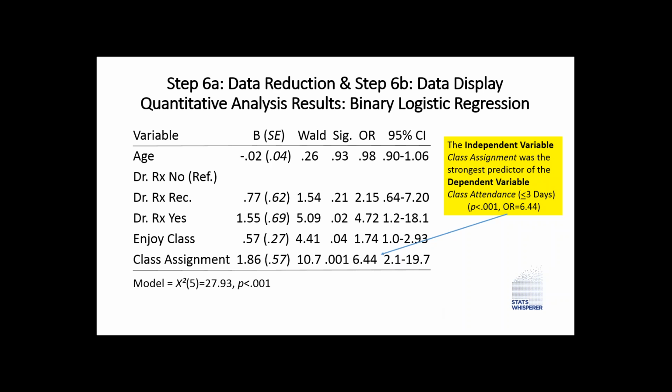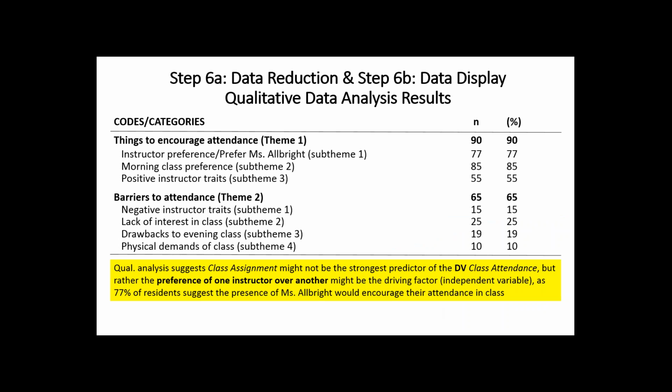So these are the old findings, or the prior findings, you might say. And of course, we have our qualitative data analysis, where we identified our themes. The first theme was things that encourage attendance. It had 3 sub-themes: the instructor preference, moving class to the morning, and positive instructor traits. Our next theme, theme 2, was barriers to attendance, and there were 4 sub-themes: negative instructor traits, lack of interest in class, drawbacks related to going to evening classes, and the physical demands presented by class, which is sub-theme 4.